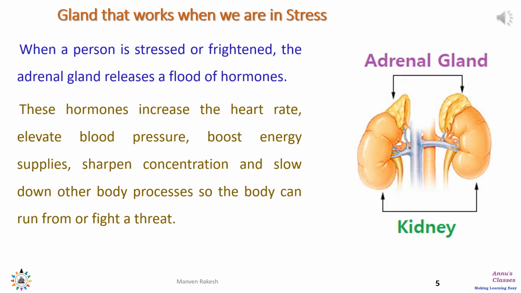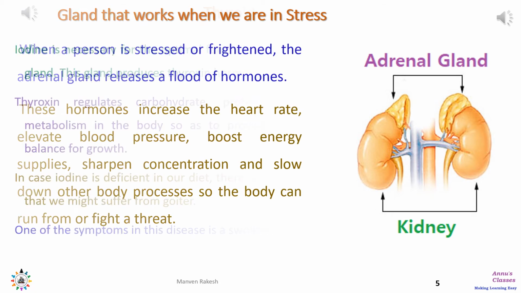When a person is frightened, it is the adrenal gland which comes to the rescue. This gland sits on the kidney in the shape of a cap. It releases hormones which increase the heart rate, elevate the blood pressure, boost the energy supplies, and sharpen the concentration needed at that point of time to take a decision. And the adrenal gland makes sure that you come out of the stress.